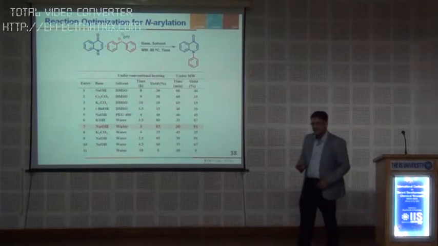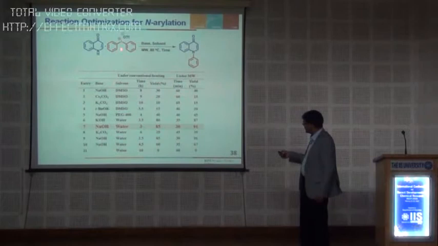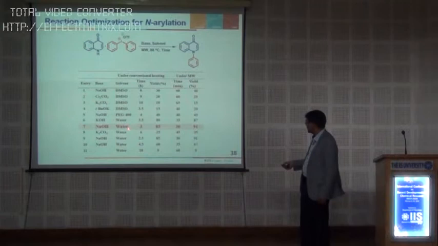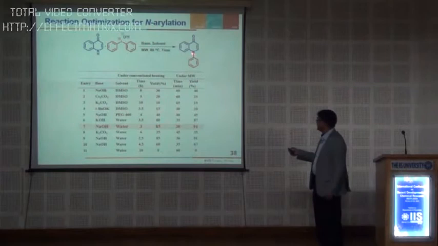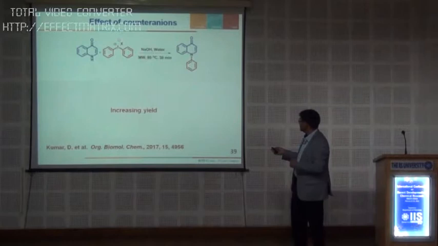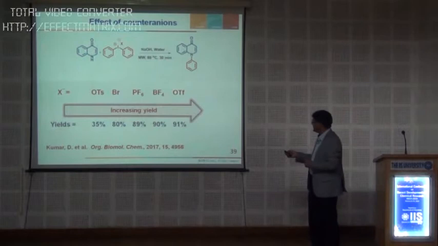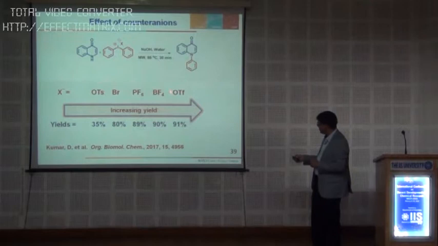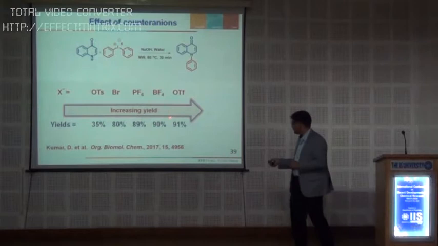The next is that when we used a base, after screening various different bases, we found that simply with NaOH in water and within 30 minutes upon exposure to microwave, it gives 90% aryl 4-quinolones. With this condition, we also found that when the counter anion is changed from tosylate, bromide, PF6 and BF4, triflate was the most suitable diaryl iodonium salt, wherein the yield is 91%.